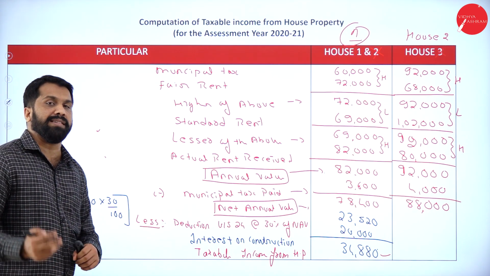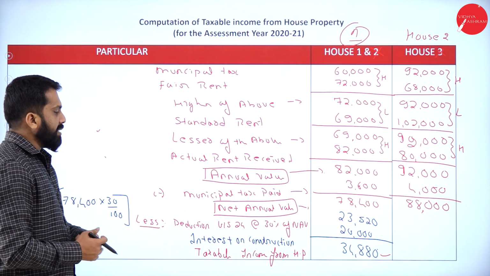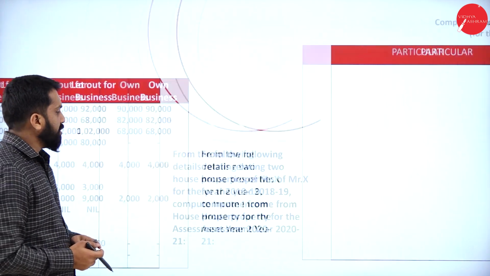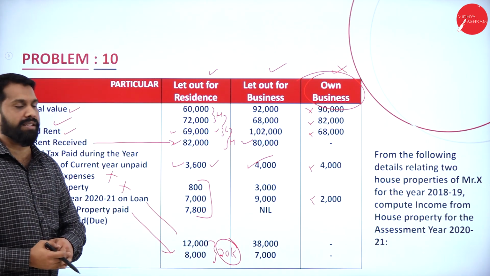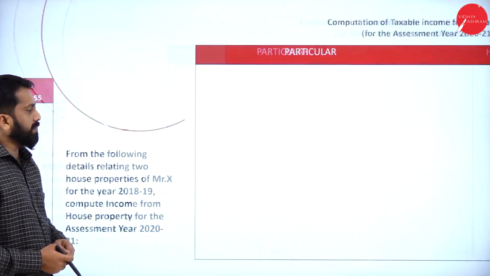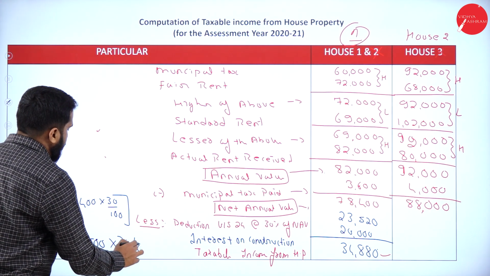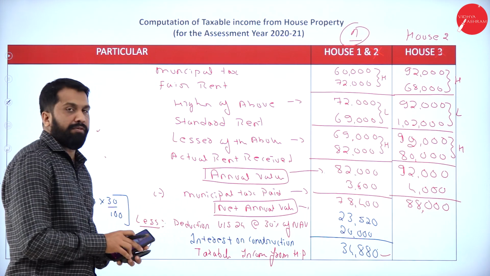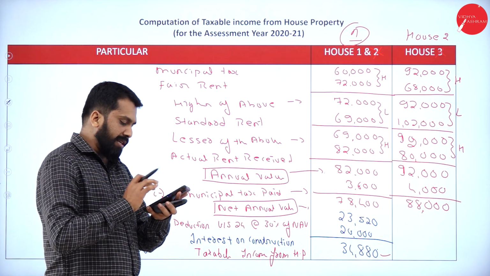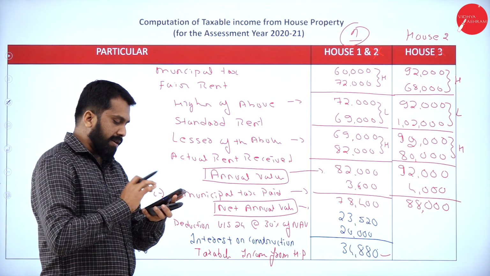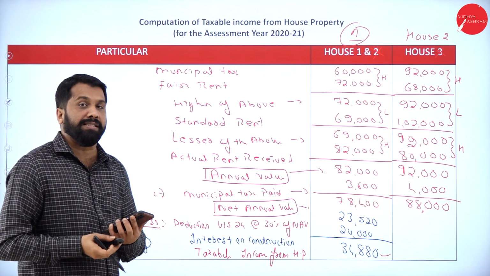From this, we are supposed to minus two things. One will be 30% of your net annual value as well as the interest. We'll see how much we have for interest. 38 plus 7, we have around 45,000, and we will do the 30% calculation. So 88,000 multiplied by 30 by 100. I use the help of a calculator. We'll check how much you will get. 88,000 multiplied with 30%. Yes. So we got around 26,400.